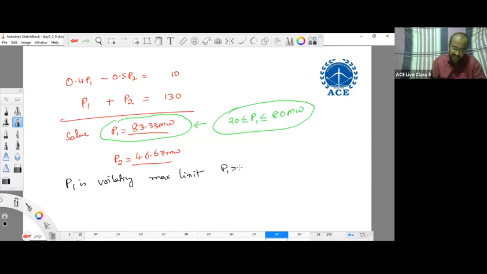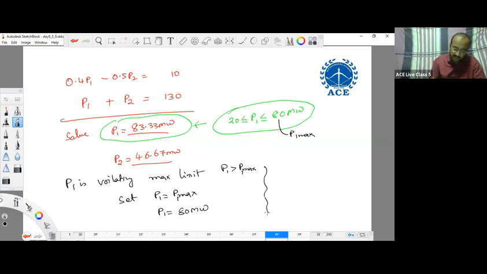So P1 is greater than P max. What do you need to do? Set P1 equal to P1 maximum. What is P1 maximum? P1 maximum is 80. So P1 should be set to 80 megawatt.